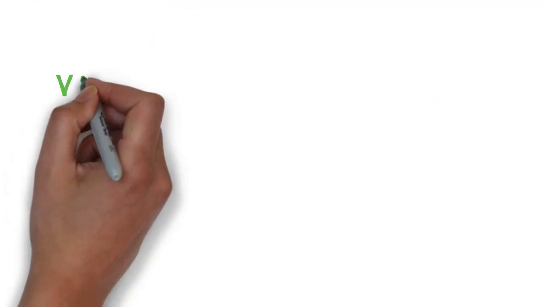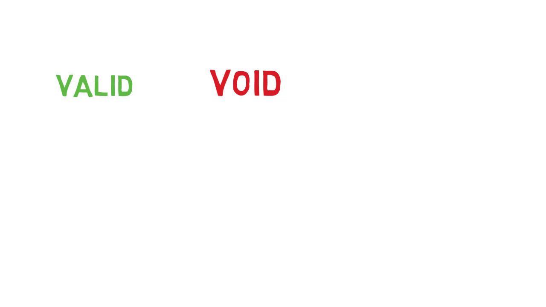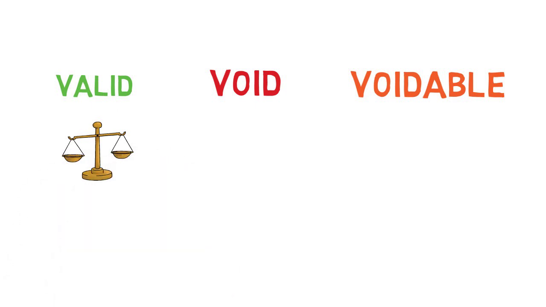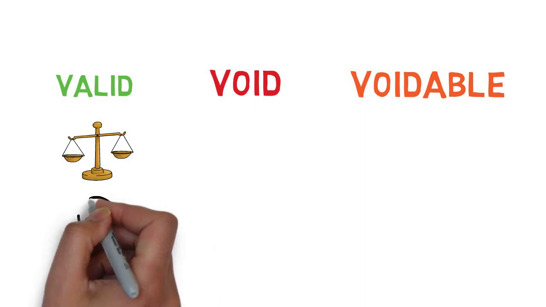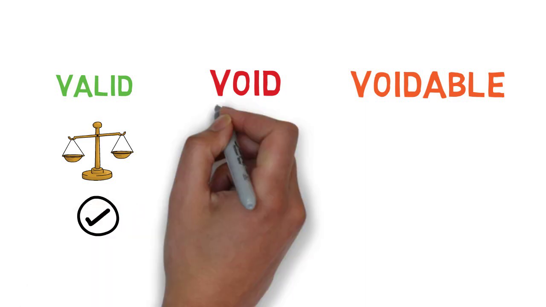So let's move on to the second part of the video, in which we will talk about the differences between the types which we discussed. So the first is a valid contract. So no need to define it any further because it is a contract which has been agreed by all the parties and that is enforceable by law, that is legally binding.